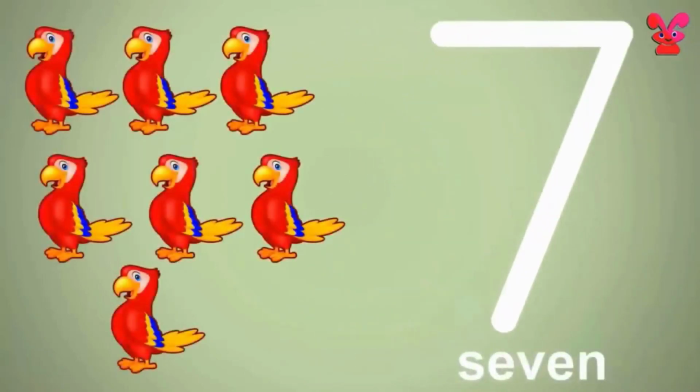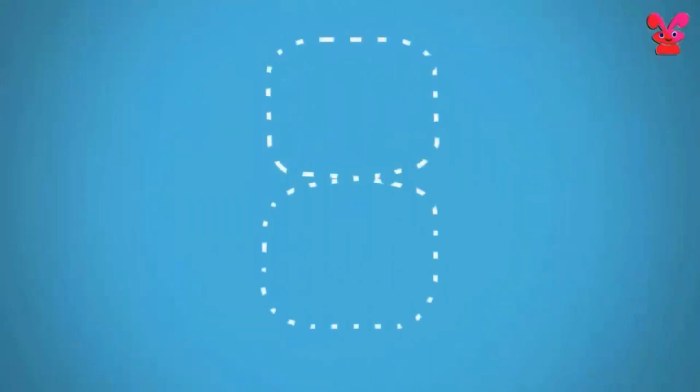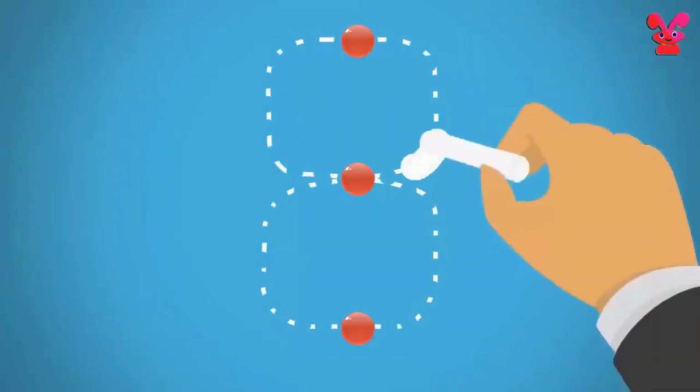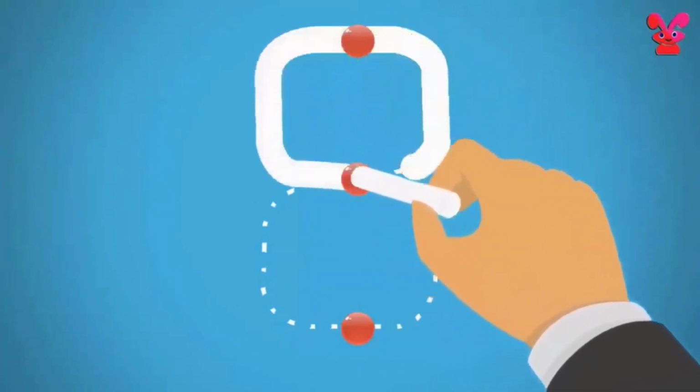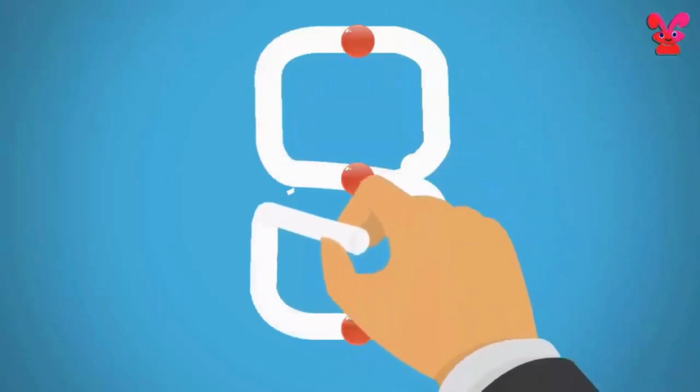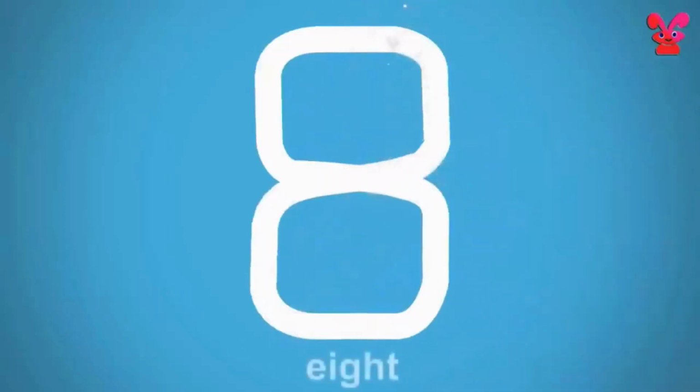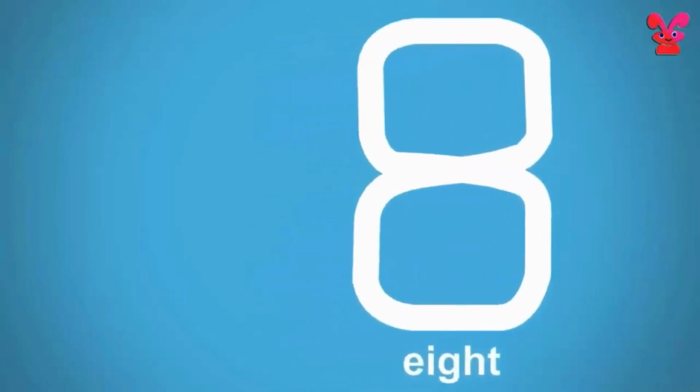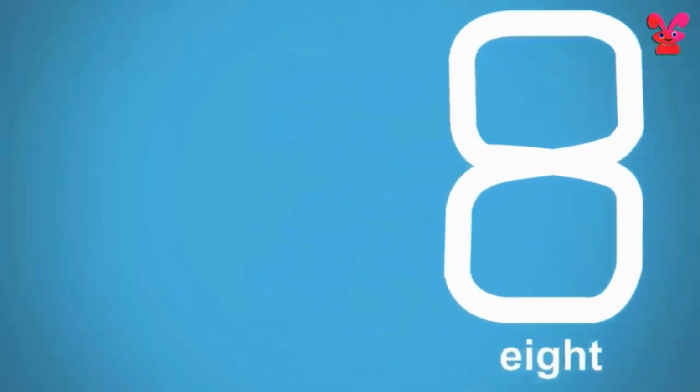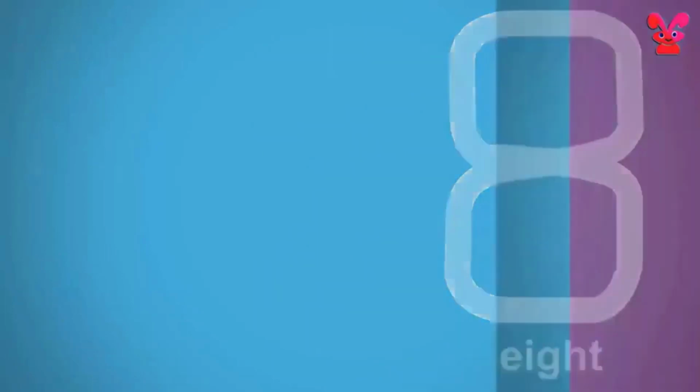Seven. Seven parrots. Eight. Follow the dots to write the number. Eight. Eight pots. Nine. Follow the dots to write the number.